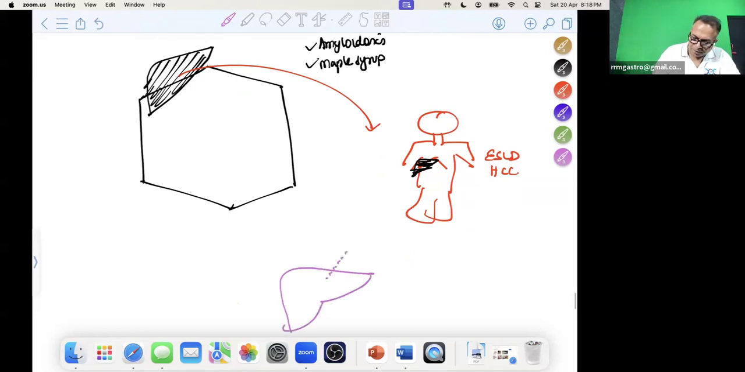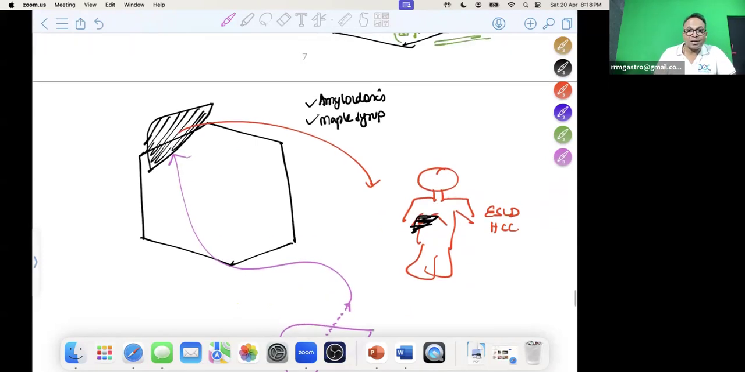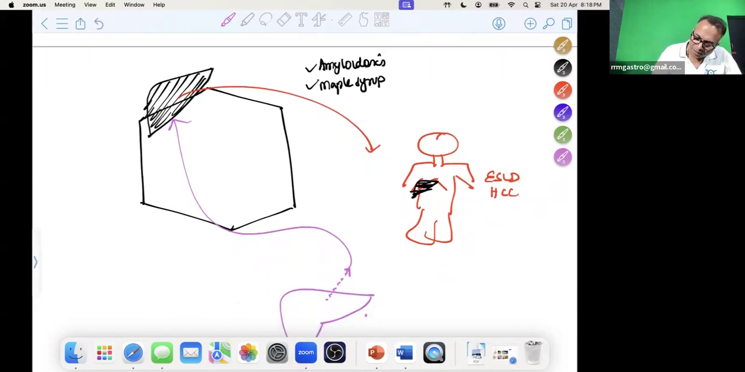This liver is from the waiting list pool. This will be diverted to him. So now this is one liver saving 2 patients. This is known as domino. So this liver is now a domino transplant.